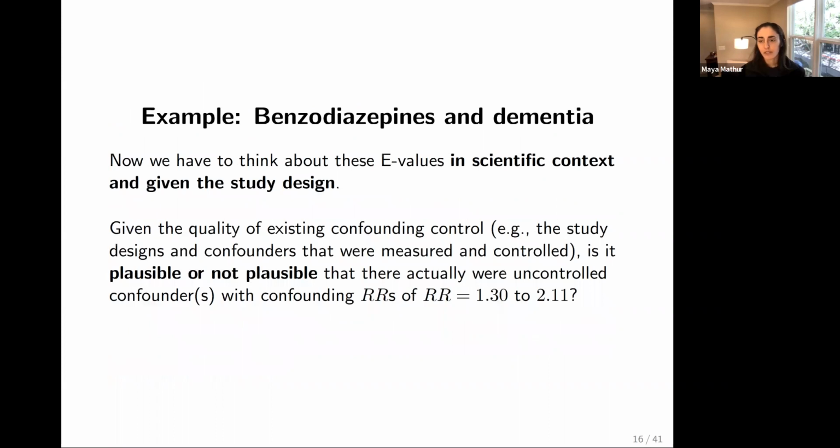And so in practice, we would then want to think about what these e-values mean in the context of the quality of the study design. How well did the study actually control for existing confounders? How clear was the temporal ordering of the exposure and the outcome? And we would then use this information to think about whether it's plausible or not plausible that there actually could have been uncontrolled confounders that were this strongly associated with both the exposure and the outcome. And that would inform our judgment of how robust this evidence is.